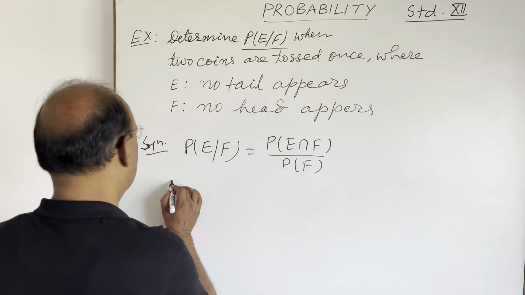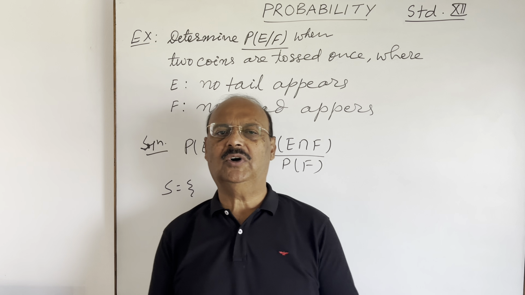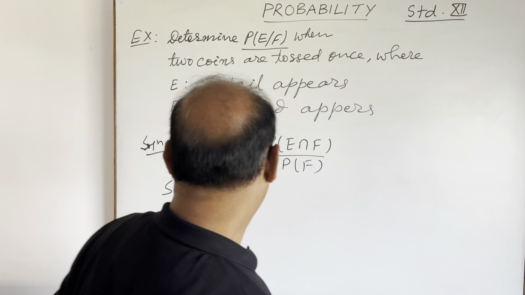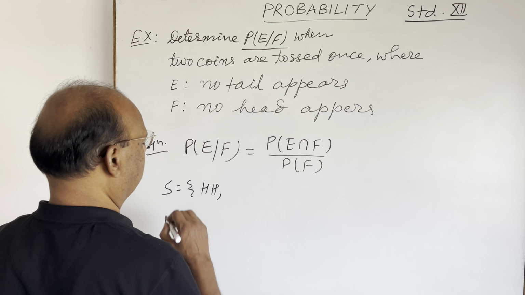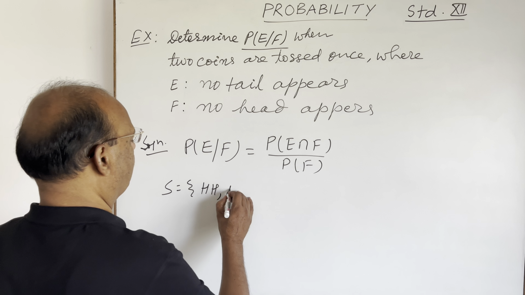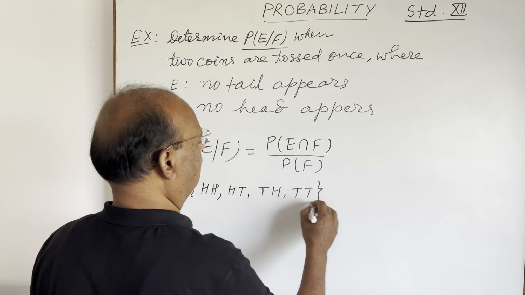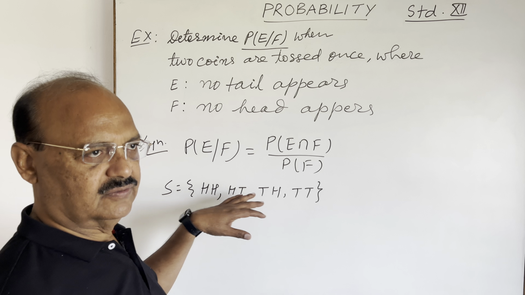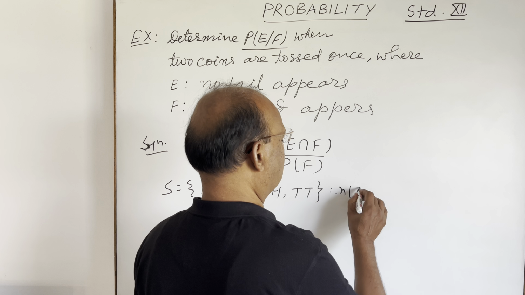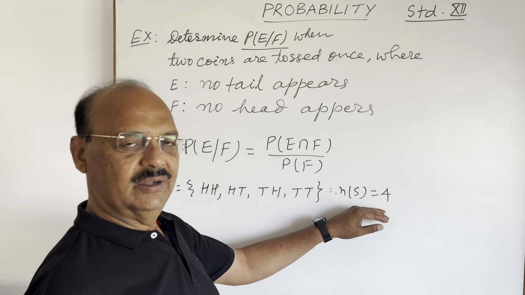So what will be the sample space here? Sample space is a set of all the possible outcomes. So here two coins are tossed together. So the elements will be HH, meaning heads appear in both the coins, then maybe head-tail, maybe tail-head, or maybe tail-tail. These are the four options for this sample space. So here n(S) is equal to 4. n(S) means the number of elements in this sample space.